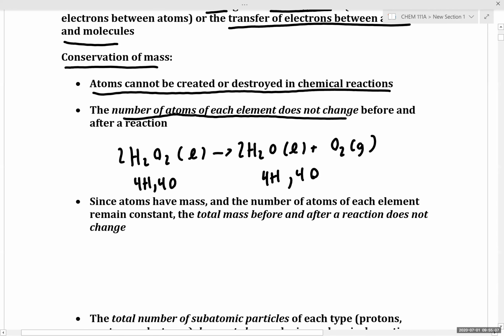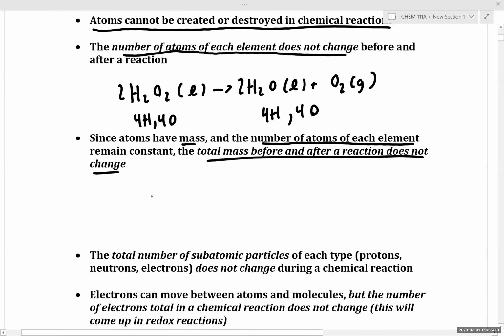Now, since atoms have mass, the number of atoms of each element remains constant. The total mass before and after a reaction does not change. So we've seen this a lot in combustion reactions. So if we take calcium solid, for example, and we react it with oxygen, we'd end up generating calcium oxide.